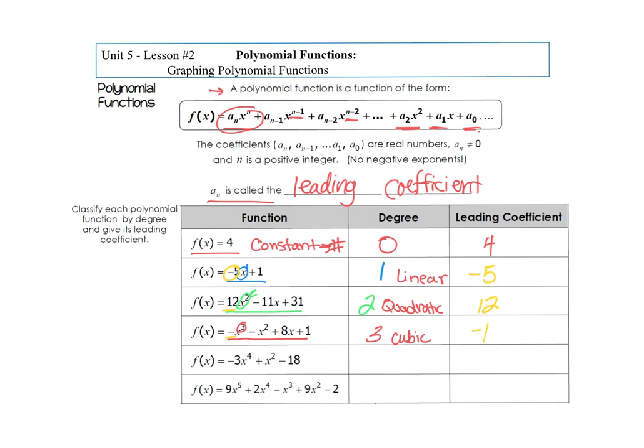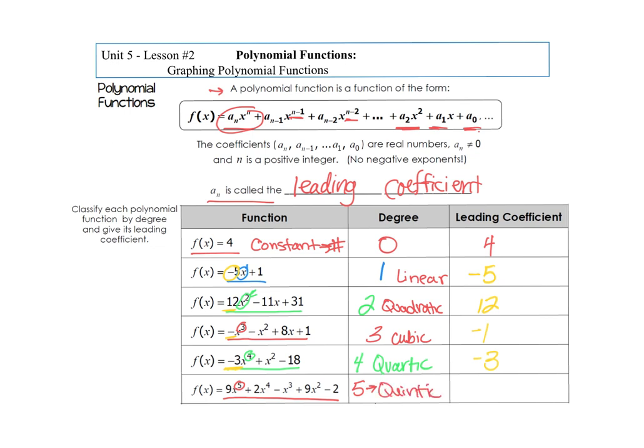Okay, moving on. Our next problem is negative 3x to the 4th plus x squared minus 18. My highest power is 4. So this is a degree 4, which is called quartic. Kind of a funny word. And the coefficient of our x to the 4th power is negative 3. So that's my leading coefficient. And my last problem, we have 9x to the 5th power plus 2x to the 4th minus x cubed plus 9x squared minus 2. Again, the highest power is 5, so it's a degree 5, which is called quintic.